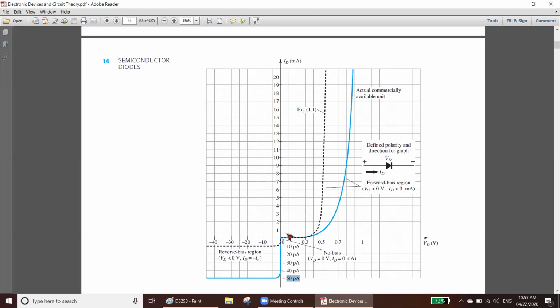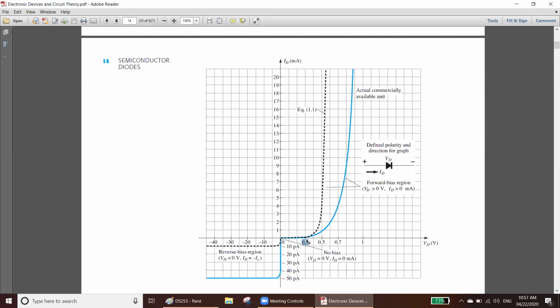When your voltage is increasing, your current will increase. At the beginning, when your voltage is 0, 0.1, 0.2, 0.3, your current will not increase. Why? Because there is a depletion region. You have to remove the depletion region so that current can pass. For that, you need to apply a little amount of voltage.